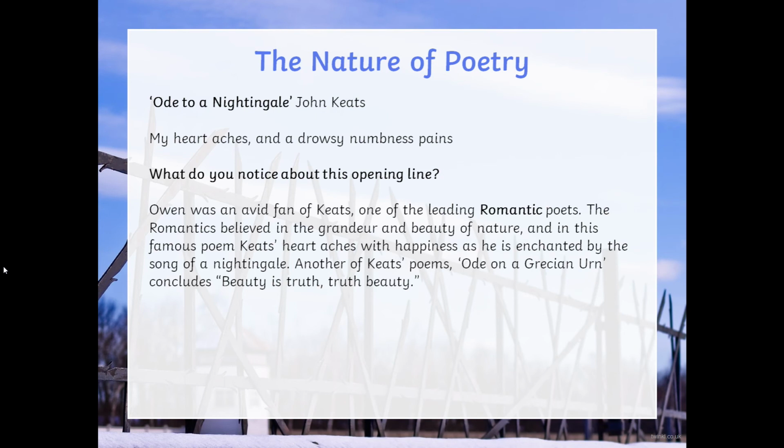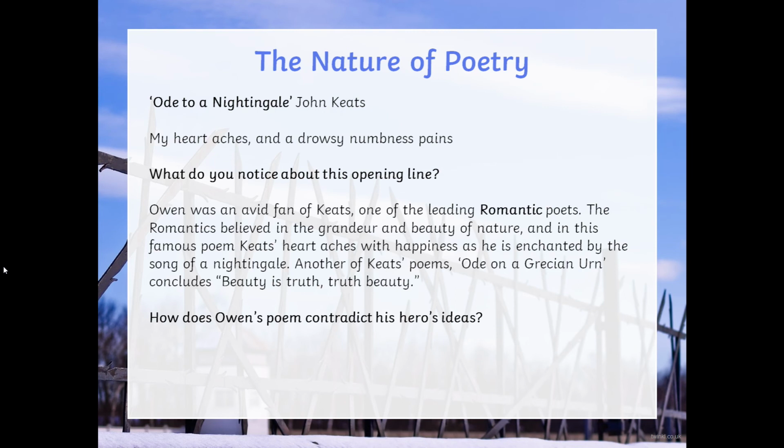So there's a direct link there, right? But he's stolen almost a line from John Keats, right? So where his heart ached with happiness, their brains ache. So why do their brains ache? You've got to think about that, right? So how does Owen's poem contradict his hero's ideas?